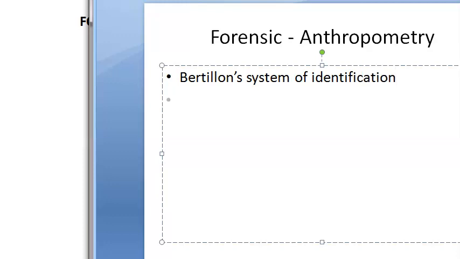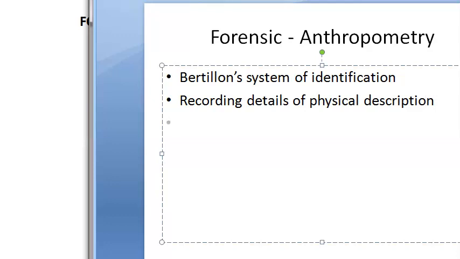It is a system of recording detailed physical description, portrait parlé, including precise body measurements of a subject as data for identification of the subject. So basically you are recording details of physical description, including precise body measurements, for identification of the subject.